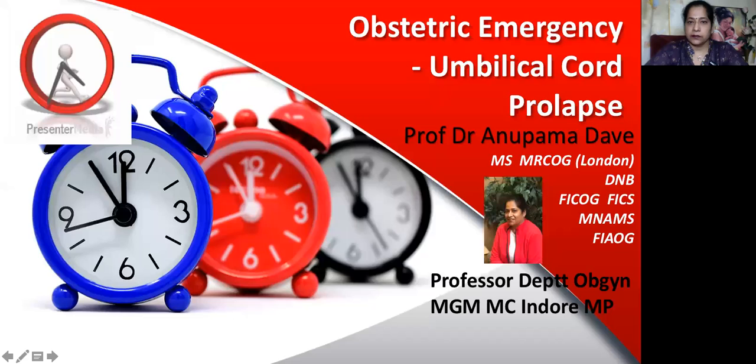The next topic in my series on obstetric emergencies is umbilical cord prolapse. This is a condition in which the baby or the fetus is at risk, and we all must know its management thoroughly in order to save the fetus. Umbilical cord prolapse, an obstetric emergency which is important from the fetal perspective.